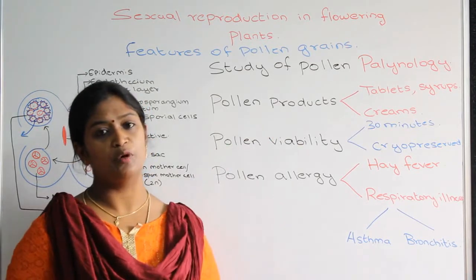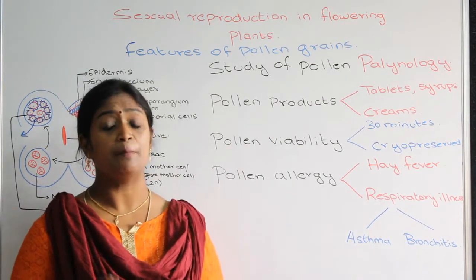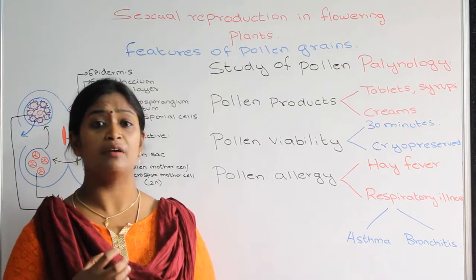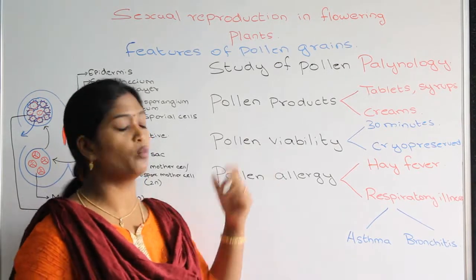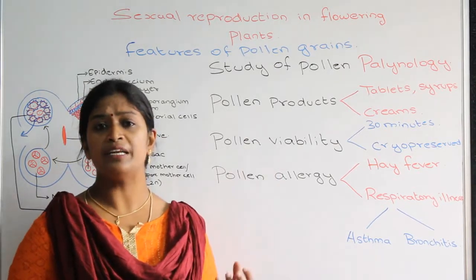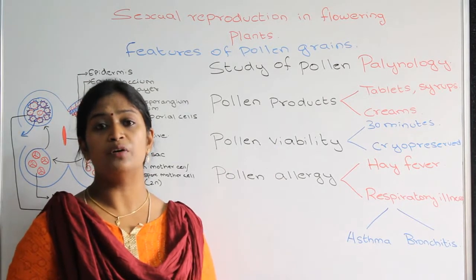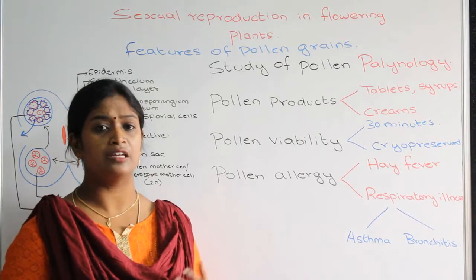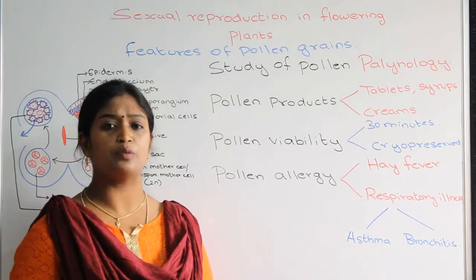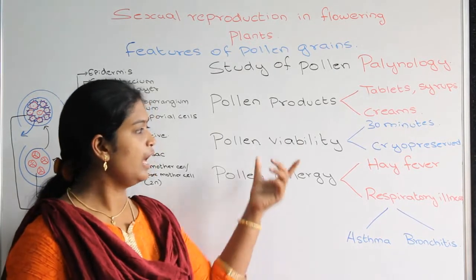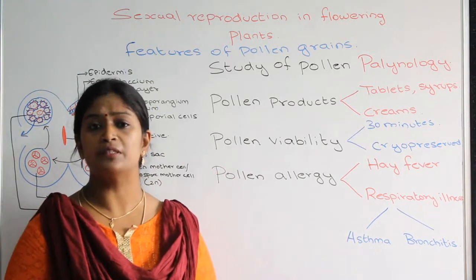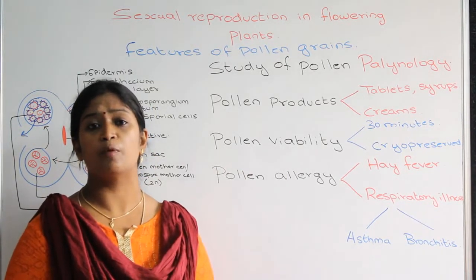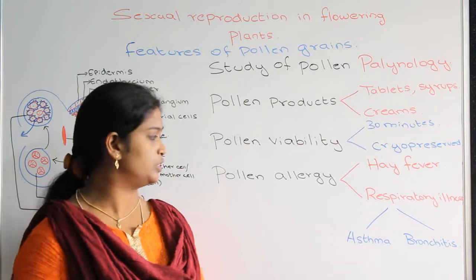The next feature of the pollen is the pollen viability. The period till which the pollen remains functional is called the pollen viability. In wheat and rice, the pollen remains viable for 30 minutes. In a few plants, in a few flowers, the pollen remains viable for a few months. And this pollen is cryopreserved in liquid nitrogen at about -196 degrees Celsius.